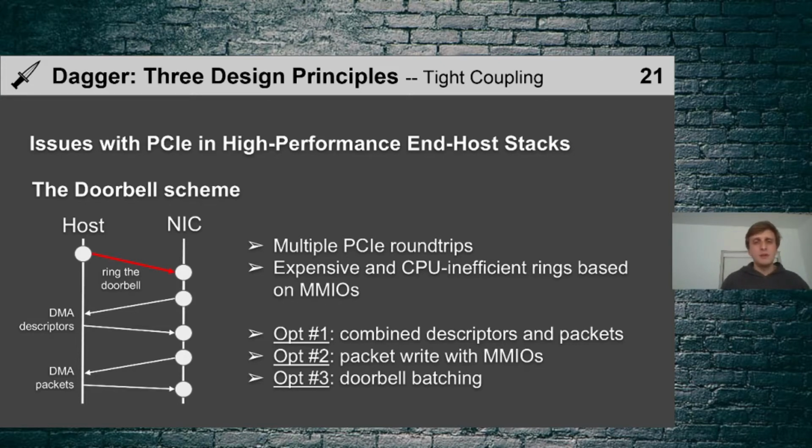There have been multiple optimizations proposed along this line, including combining descriptors and packets together into single DMAs, or writing packets directly with the MMIO transaction, therefore avoiding DMAs, or batching transactions together and notifying the NIC about a whole bunch of requests. However, none of them actually allows eliminating the expensive ring the doorbell message, which is the bottleneck here.